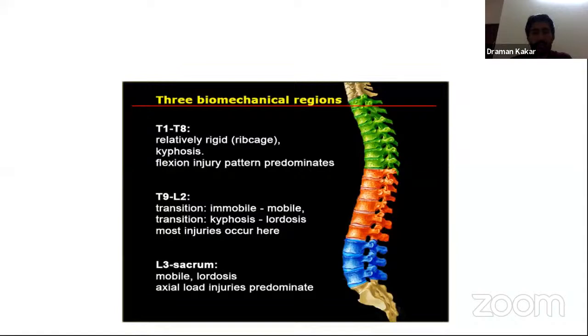The second region starts from T9 down to L2. It is a transitional zone between the mobile and the immobile zone, and the angle is also a transition between the kyphotic and the lordotic curves. Most types of injuries occur here because of its transition between the rigid and the mobile part of the spine. The third region starts from L3 and goes down to the sacrum. It's the mobile part, and most of the axial type of injuries predominate in this region of the spine.